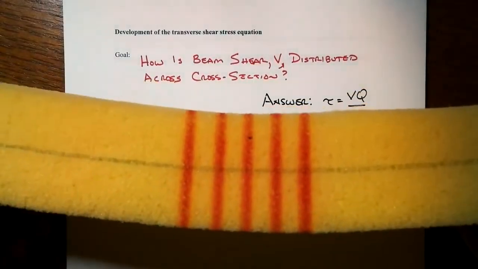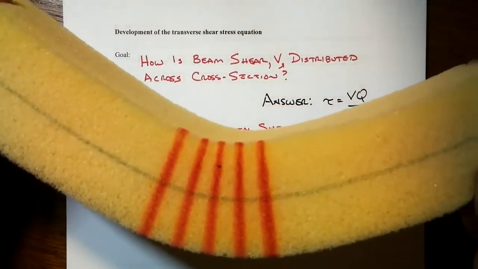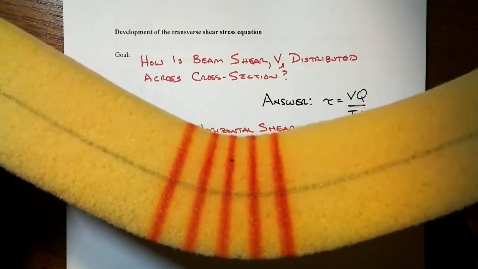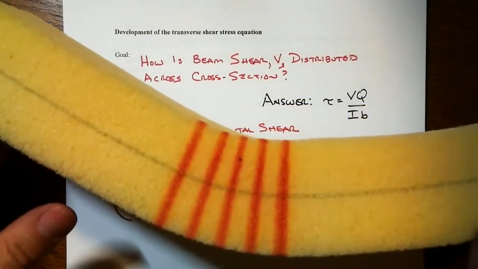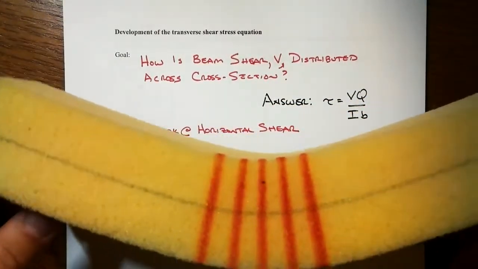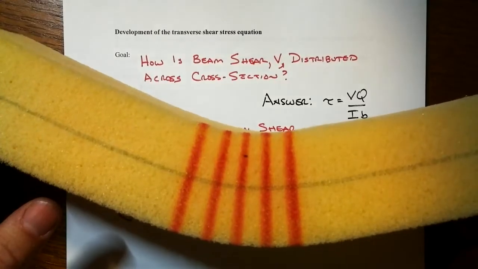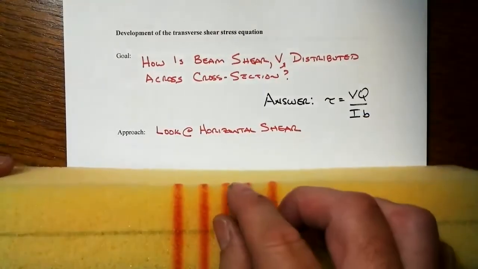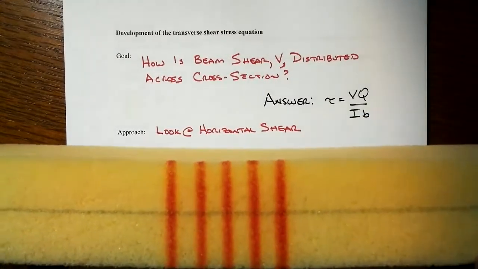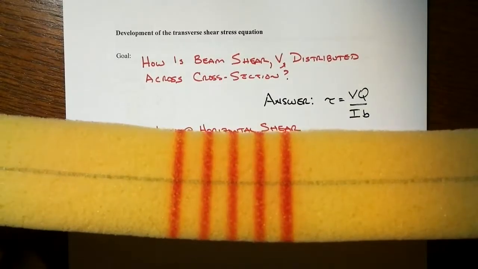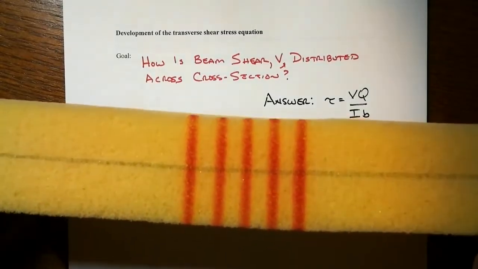Here's your sponge beam. It gets bent. When the moment is not uniform, that means we actually have shear present. Remember, dM/dx, the rate of change of the moment, is equal to the shear. So when the moment is not constant, then you have shear. Well, how is that shear distributed in the cross section?